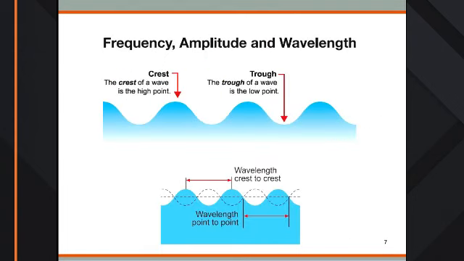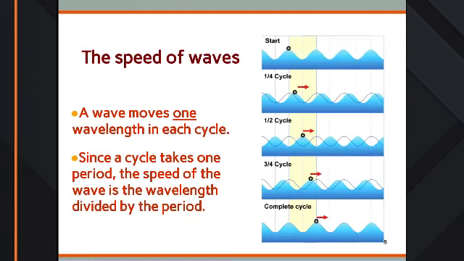To reiterate, we have crests, high points, troughs, low points, and then our wavelengths. It can be any two consecutive points on our wave. So we just measured our distance. That's the wavelength. The wavelength is our distance.